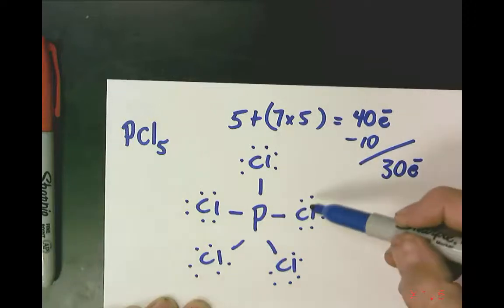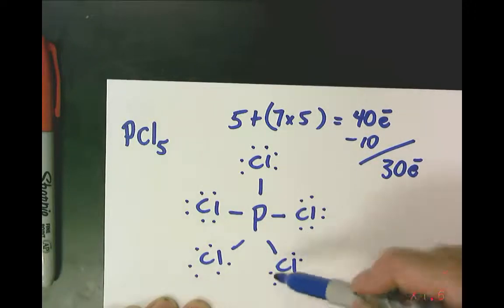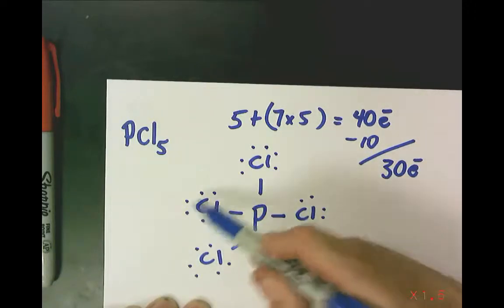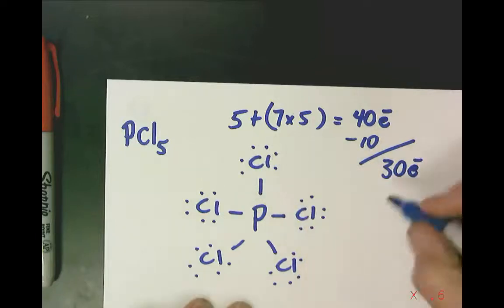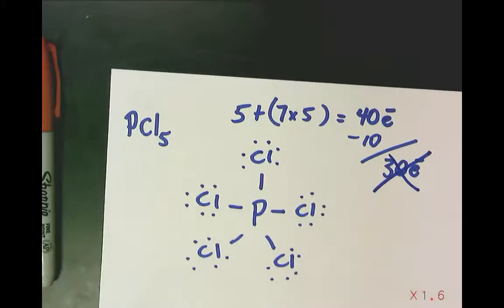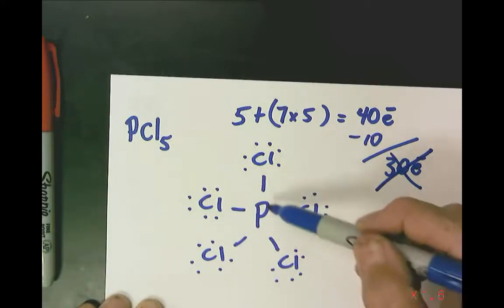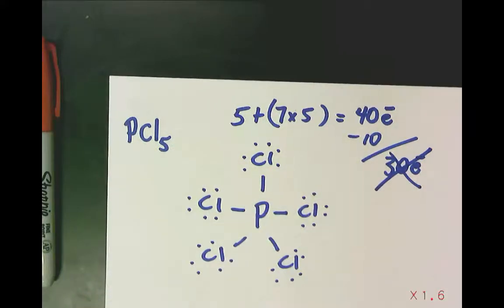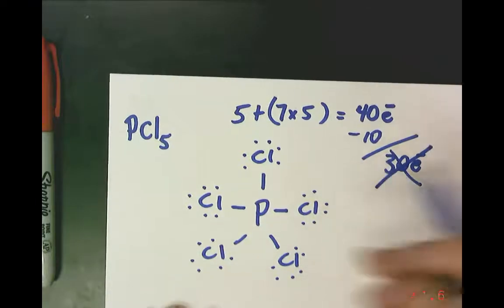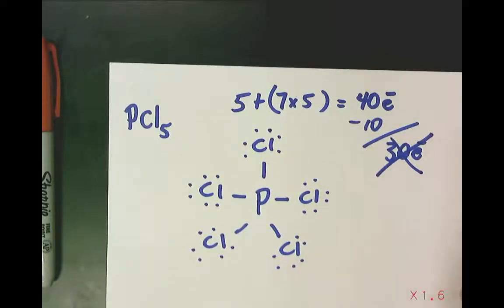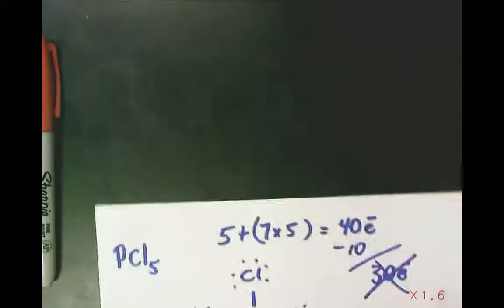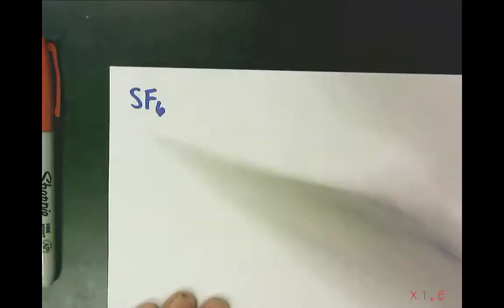I wonder if I used them all up. 2, 4, 6, 8, 10, 12, 14, 16, 18, 20, 22, 24, 26, 28, 30. Sure enough, I did. So octets are fulfilled on the chlorines, but phosphorus has more than 8. And that's because phosphorus has a d orbital, so it can actually do this. Okay, that was phosphorus pentachloride.